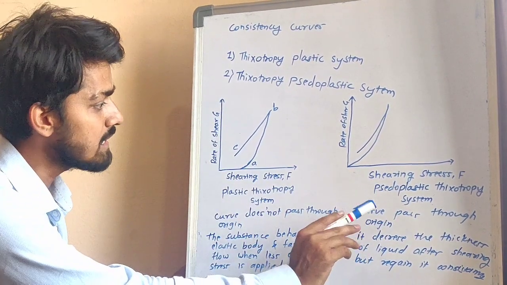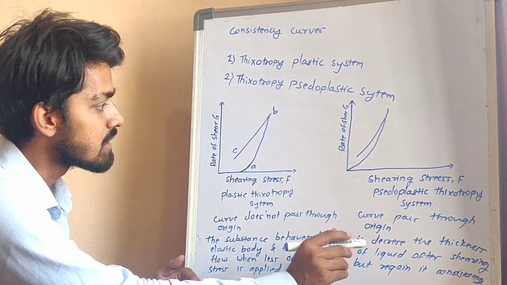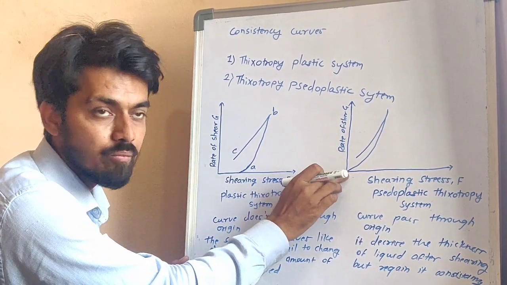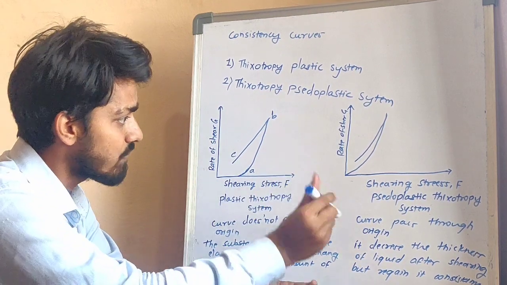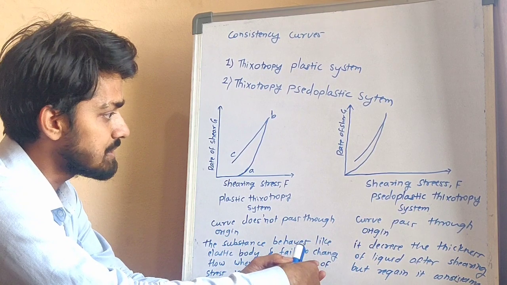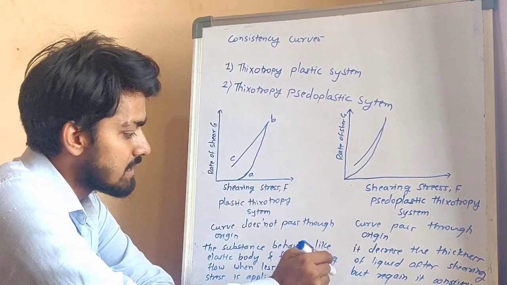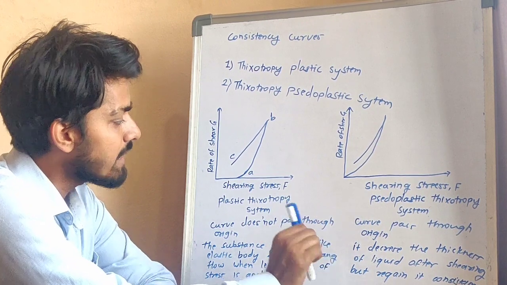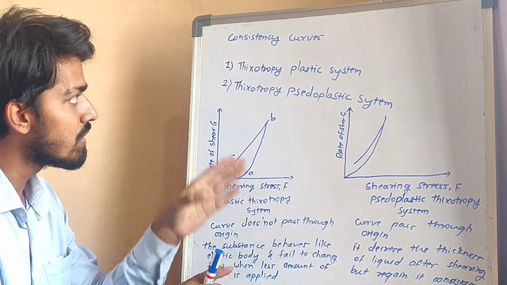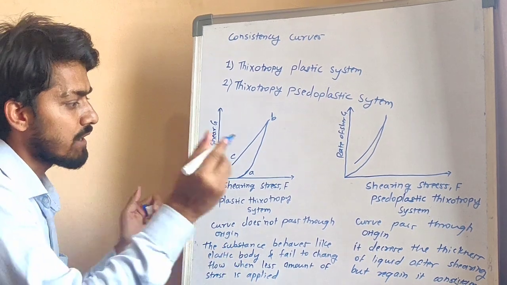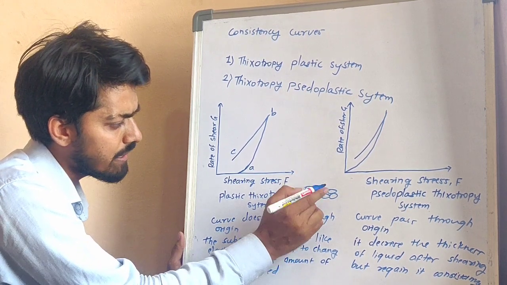The second type is the pseudoplastic thixotropic system. The pseudoplastic thixotropic system starts from the origin. So it starts from here. After that, if we apply a shear stress on this type of thixotropic system, it starts changing its fluidity from the beginning. It starts changing the viscosity. Why does this happen? Because there are particular contact points between the molecules of the thixotropic system. For example, these are the molecules of a thixotropic system, and they have particular contacts.